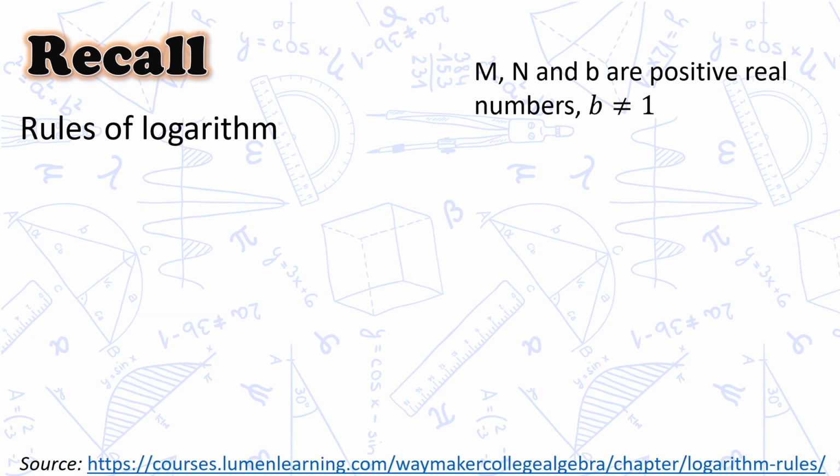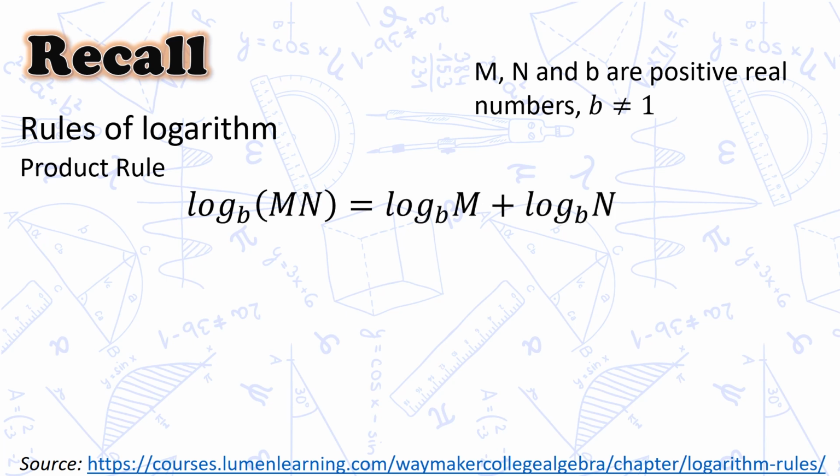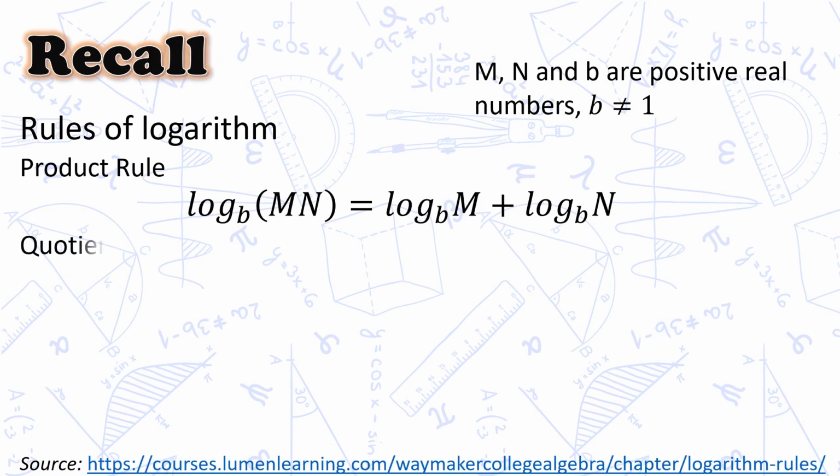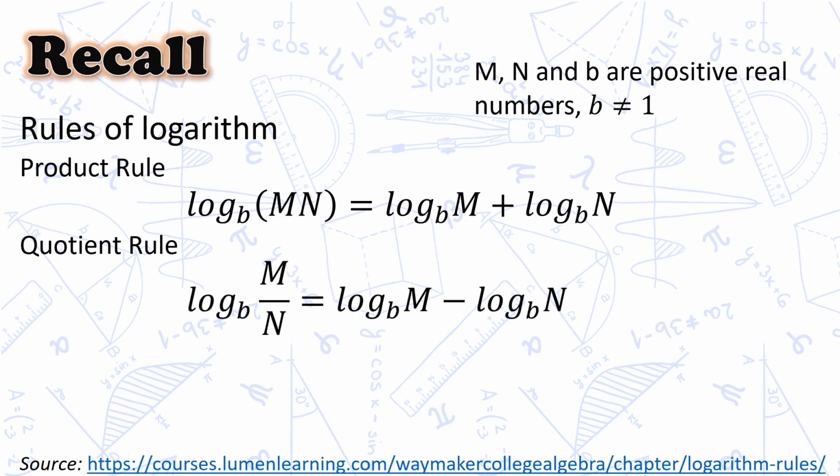Okay, let us have the rules of logarithm. m, n, and b are positive real numbers and b is not equal to 1. We have the product rule: the logarithm of the product m times n to the base b is equal to the logarithm of m to the base b plus the logarithm of n to the base b. We have the quotient rule: the logarithm of m over n to the base b is equal to the logarithm of m to the base b minus the logarithm of n to the base b.